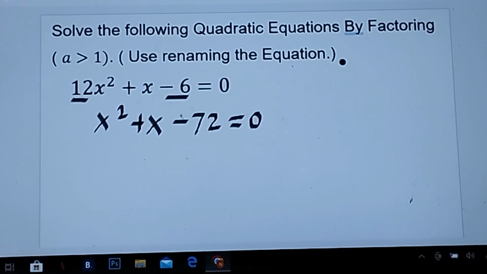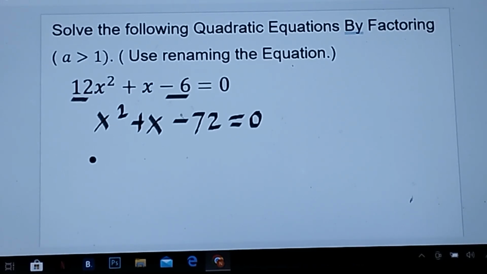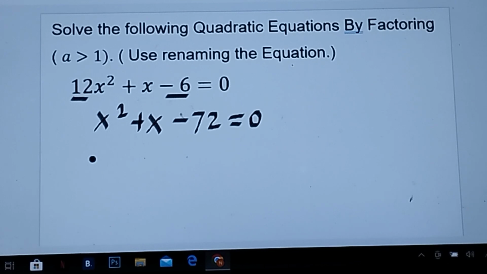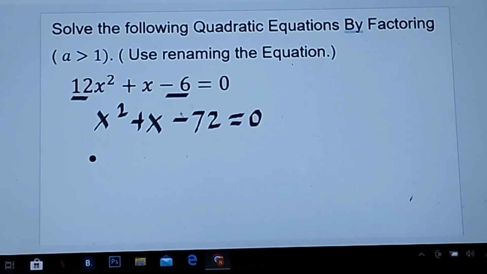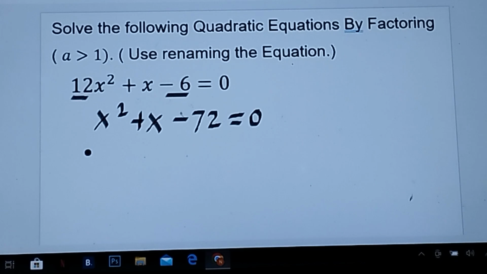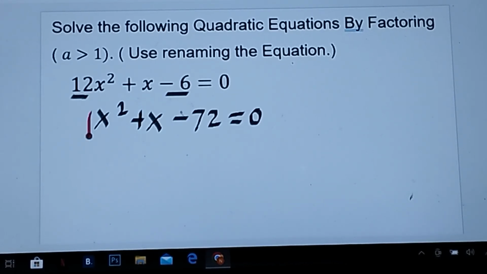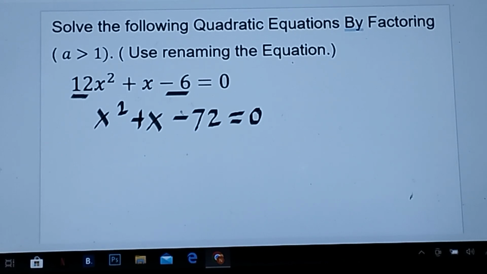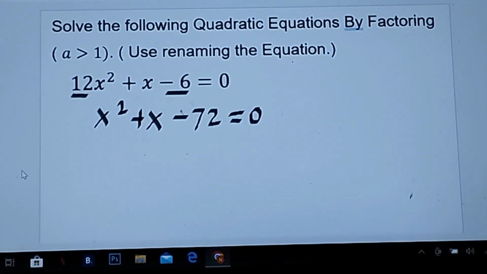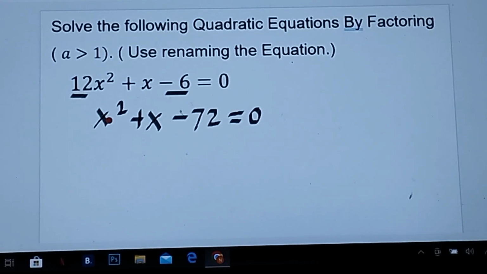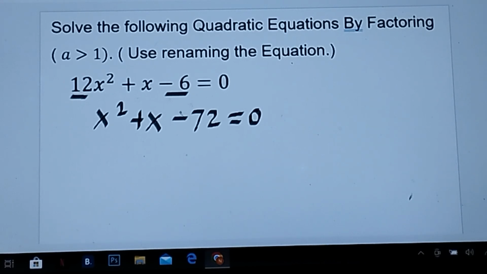Okay, so the question now here is why I changed the equation to x squared plus x minus 72. It's because factoring a quadratic equation wherein the value of A is equal to 1, so this is an invisible 1 now, is easier to factor. So that's the main concern here.